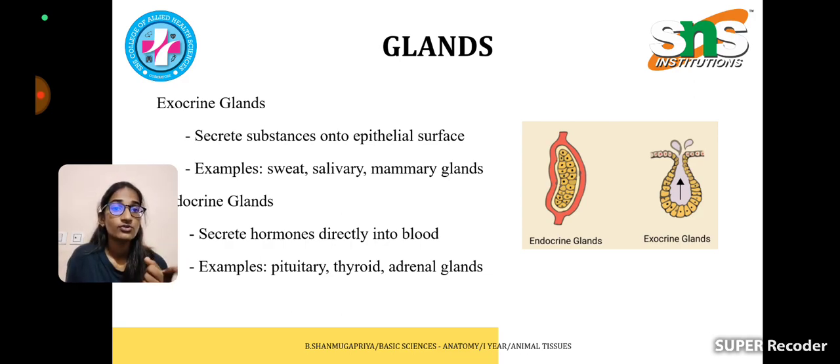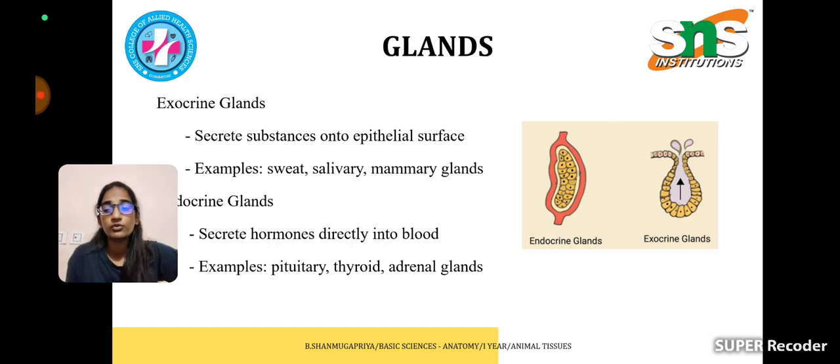As the image depicts the exocrine gland and also the endocrine gland. So in short, the exocrine glands are those glands that secrete substances onto the epithelial surface, and endocrine glands are those glands that secrete hormones directly into the blood.